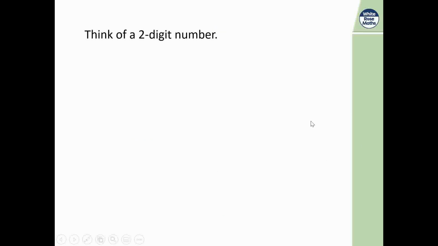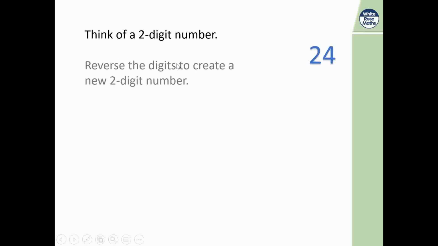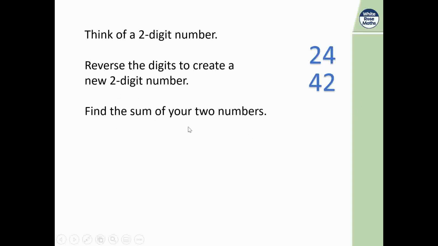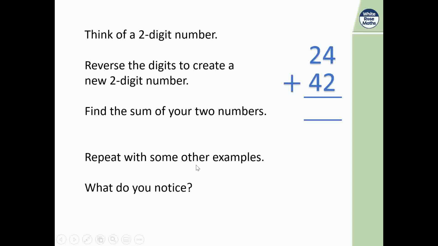Think of a 2-digit number. They've given 24, let's see. Reverse the digits to create a new two-digit number. So what would that be if you reverse these two digits? 42. 42 if you're reversing the digits. Find the sum of your two numbers. What does sum mean? What do you have to do? Addition. So you have to add these two numbers. Repeat with some other examples. What did you notice? So this one is 66.